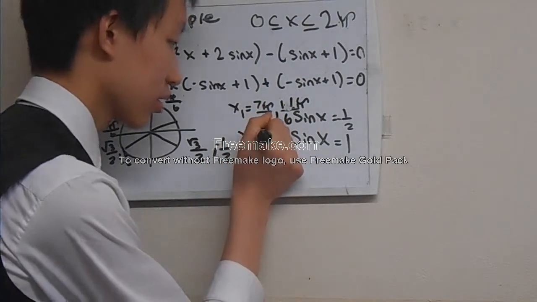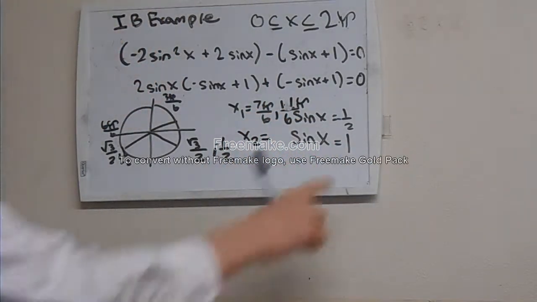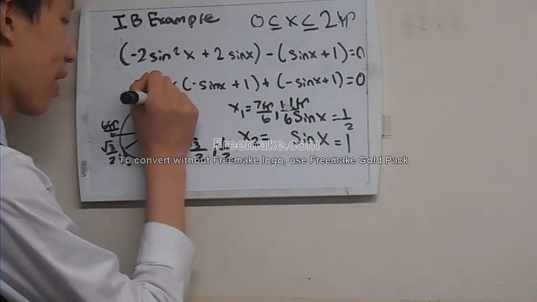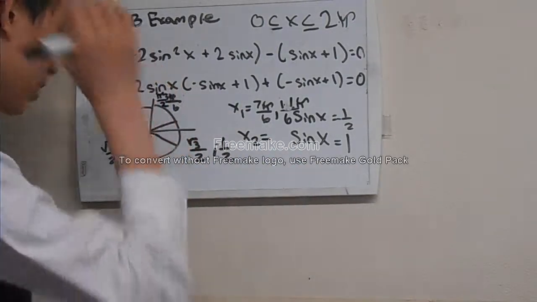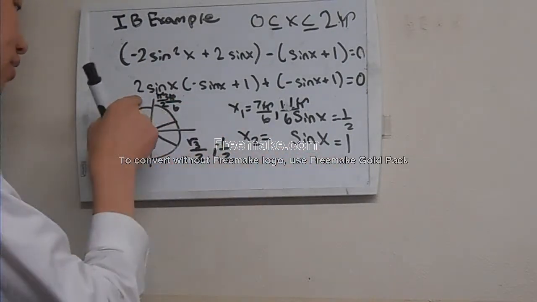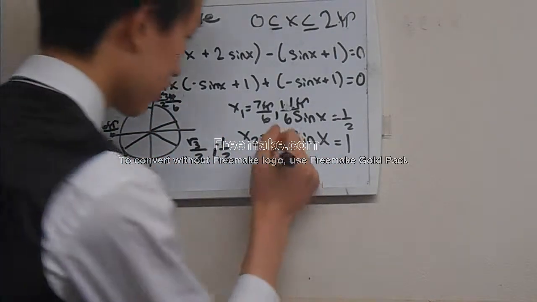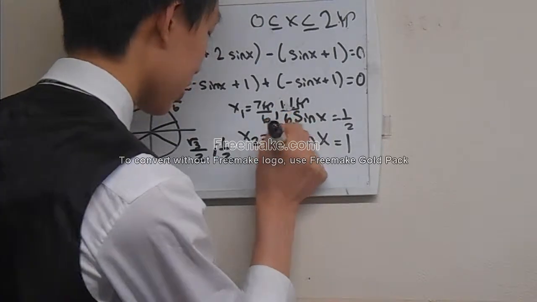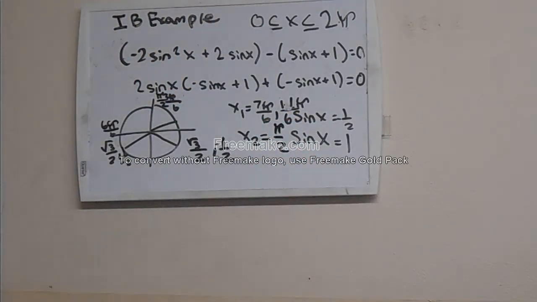But for sine of x equals 1, a positive 1, it will only be found up here at pi over 2, because sine of x is only ever equal to 1 at pi over 2. So your final answer: x1 equals 7 pi over 6, 11 pi over 6, and x2 equals pi over 2.